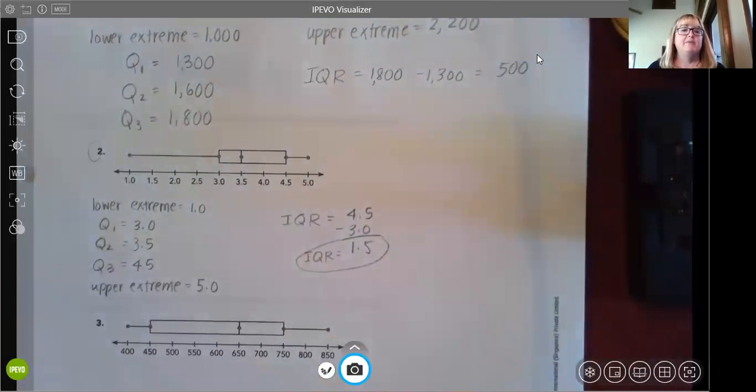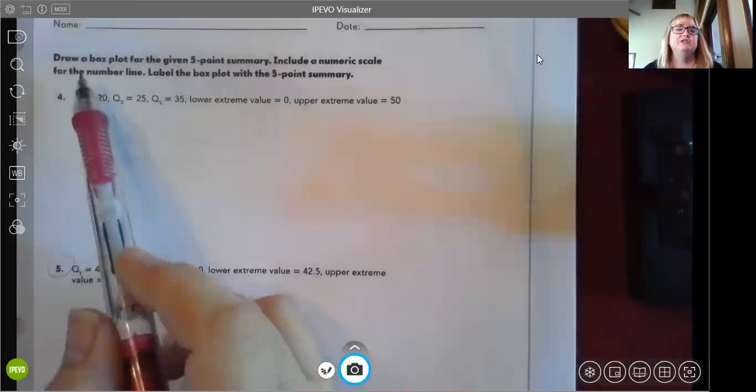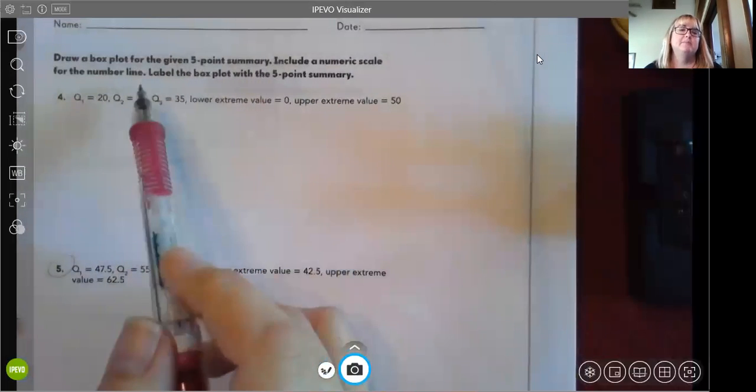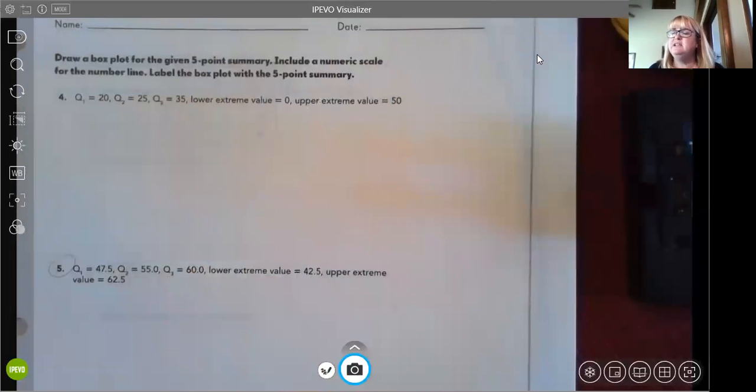All right. I want you to try number 3 on your own. And let's look at number 5. Now the first set, they drew the box plot for you. This set of questions says, draw a box plot for the given 5-point summary. Include a numeric scale for the number line. Label the box plot with a 5-point summary. The most difficult part of making a box plot is, I think, deciding what your scale is for counting on the number line. And you have to look at your data to decide.